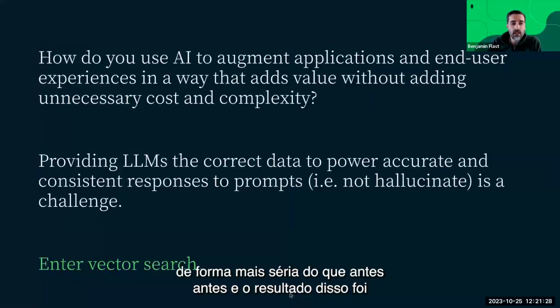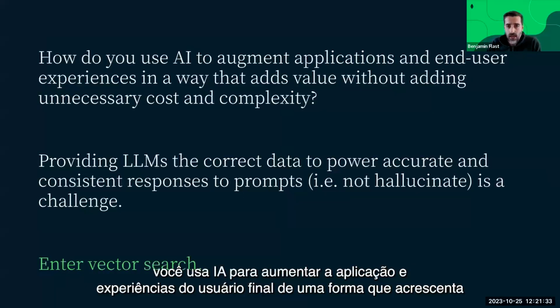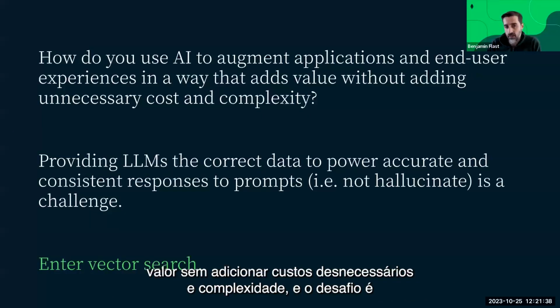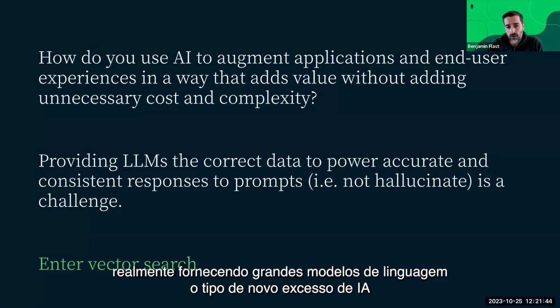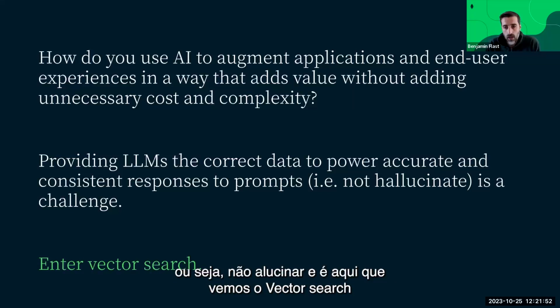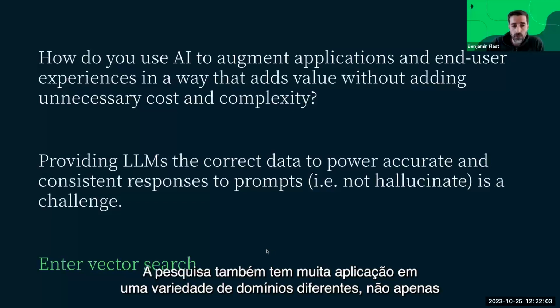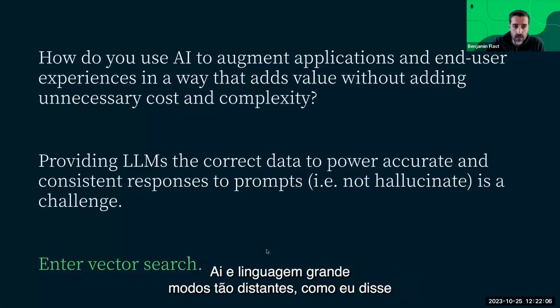What that led to was a question that we were continuously getting from customers, which is, how do you use AI to augment applications and end user experiences in a way that adds value without adding unnecessary cost and complexity? The challenge is really providing large language models, the new glut of AI capabilities, with the correct data to power accurate and consistent responses, i.e. not hallucinate. And this is where we see vector search entering, and specifically coming to the fore, because the reality is that vector search also has a lot of applications in a variety of different domains, not just AI and large language models.